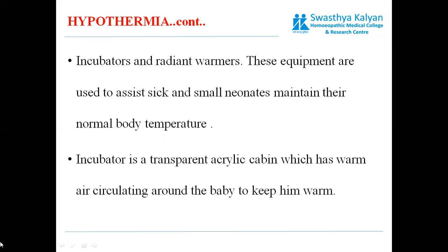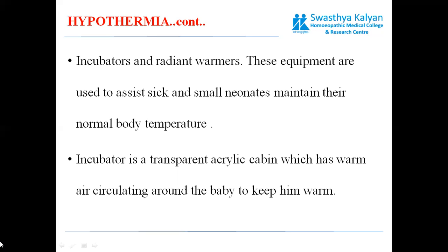Now, management of hypothermia also includes incubators and radiant warmers. What are incubators and radiant warmers? These equipments are used to assist sick and small neonates to maintain their normal body temperature. They are very helpful for small neonates in maintaining their normal body temperature.